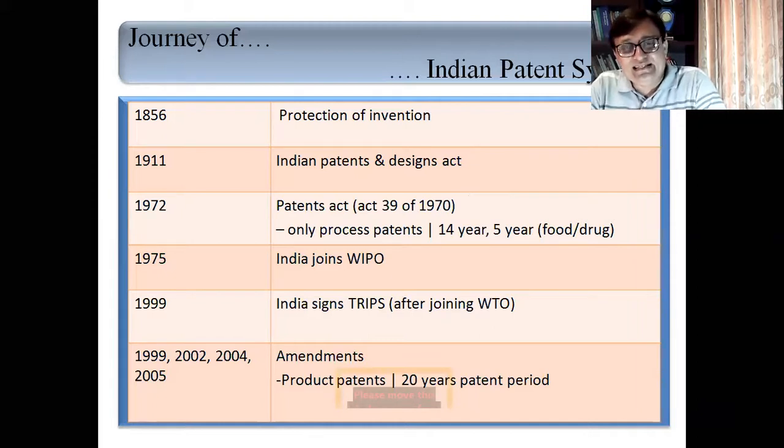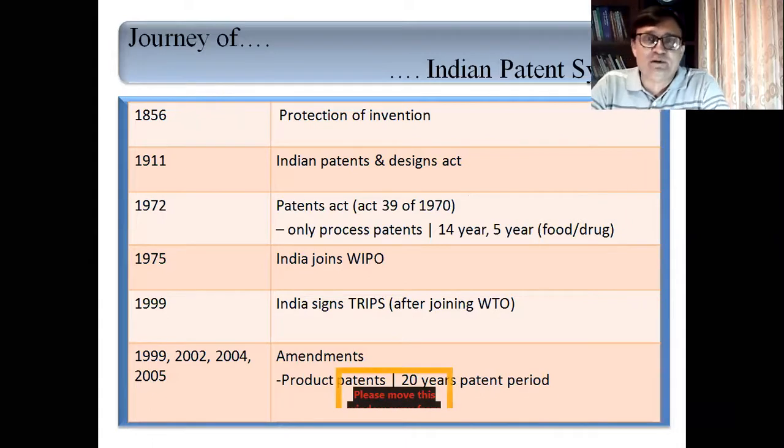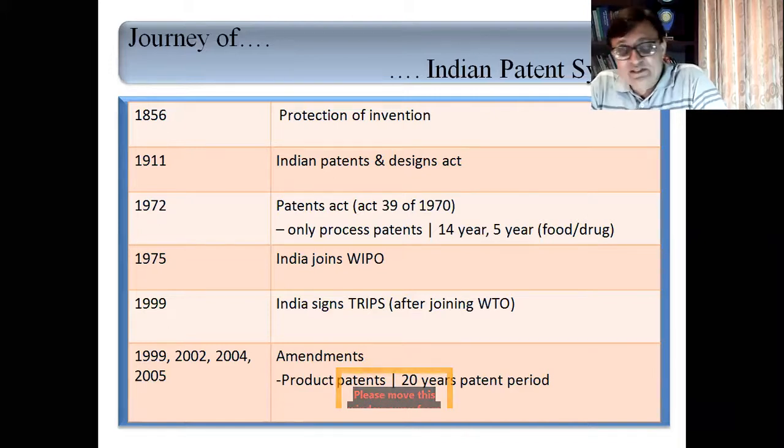And in 1975, India joined the World Intellectual Property Organization, WIPO, which is an international body, and because of the provisions of WIPO, certain changes had to be made. After that, in 1999, India signed TRIPS, Trade-Related Intellectual Property Rights, after joining the WTO. Then various amendments were made in 1999, 2002, 2004, and 2005.